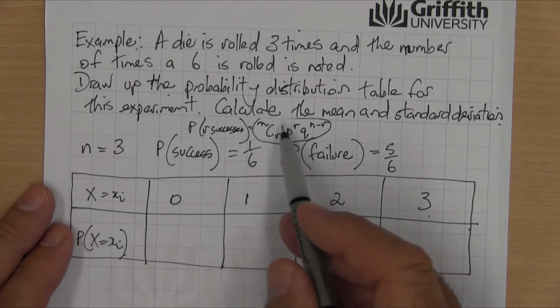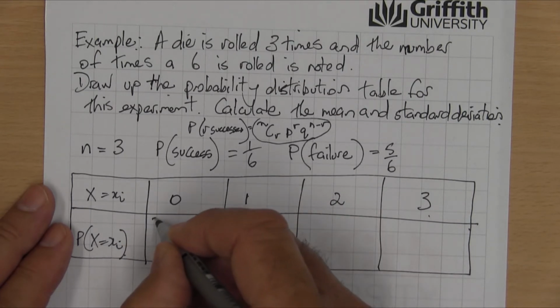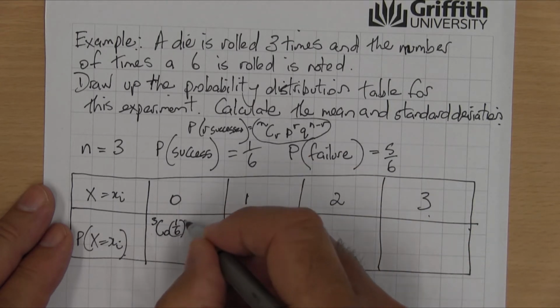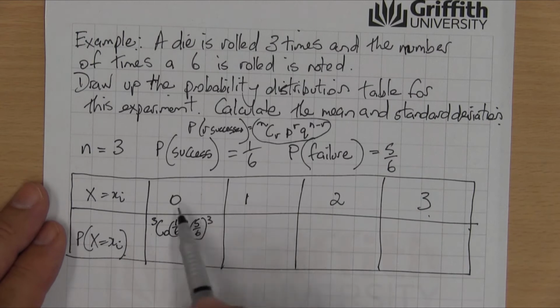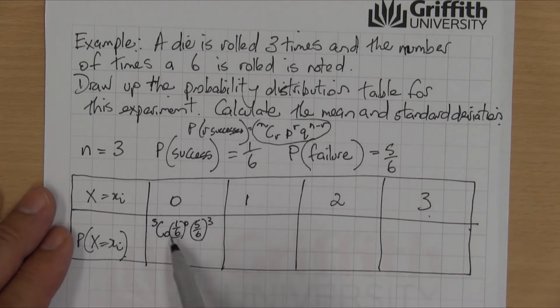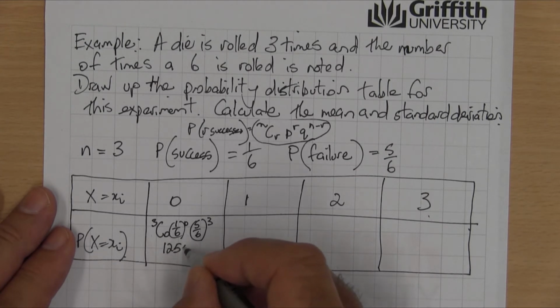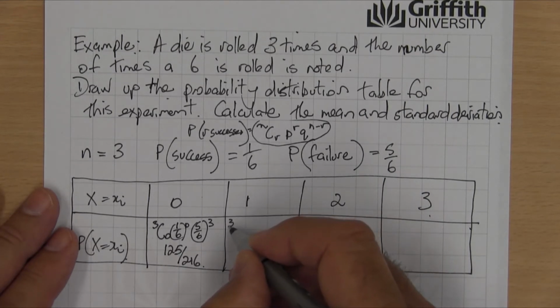So 0 successes, n is 3, so we want 0 successes, so it'll be 3C0, p is equal to 1/6 to the 0, 5 on 6 to the power of 3. So 0 successes is 3 failures, and that's 5 on 6. Now 3C0 is just equal to 1. 1/6 to the 0 is equal to 1, so that'll be just 5 on 6 to the power of 3, which is 125 over 216.